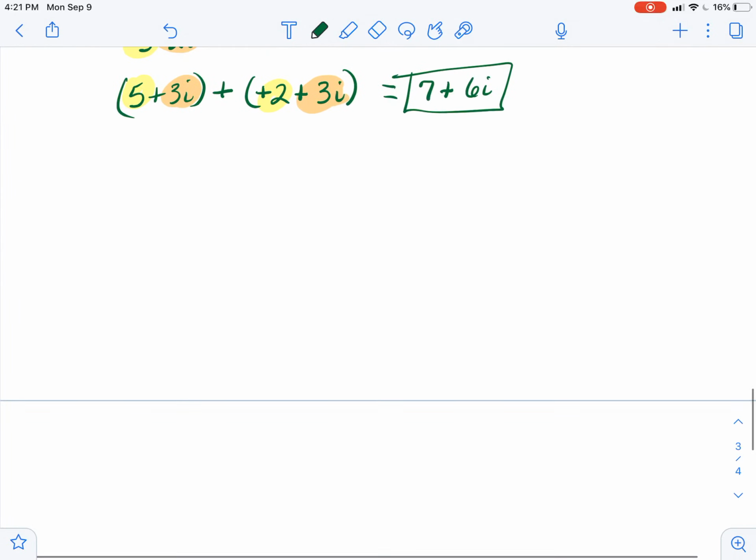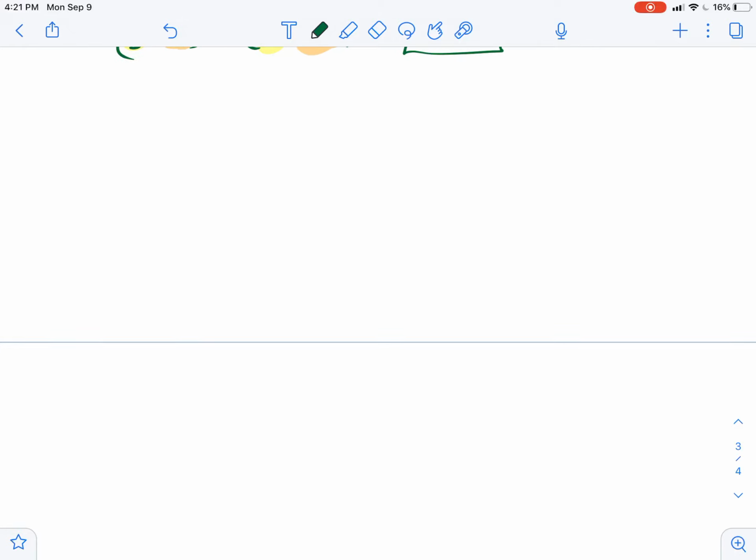Okay? So multiplication. Okay? So let's do 3 times 4i. Okay? The 3 and the 4 work normal. There's a 12i. Okay? Let's do a -5 times 6i. Again, the -5 and the 6, those are normal. I've got a -30i.